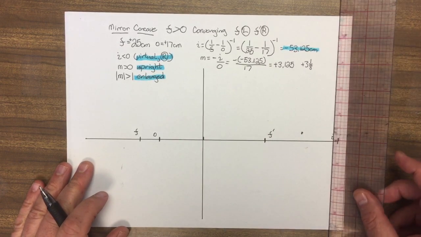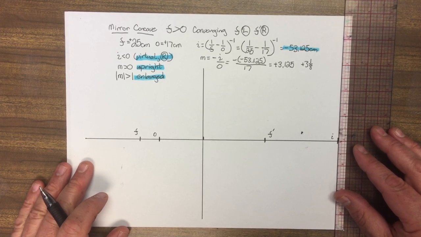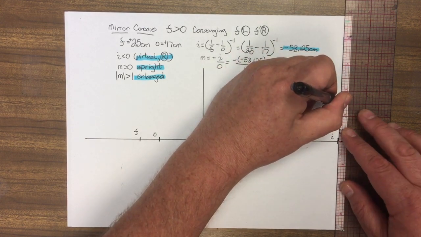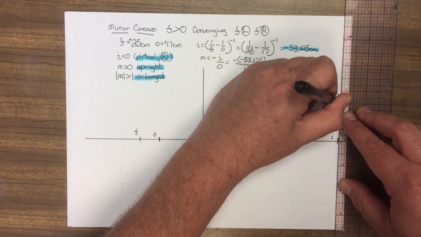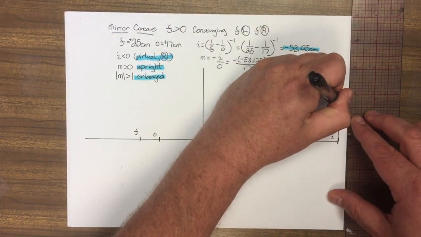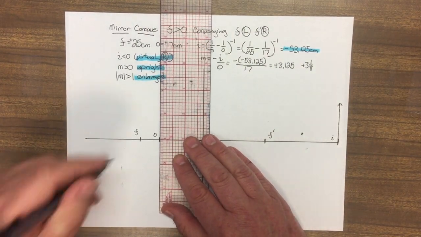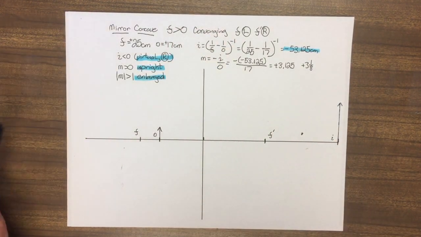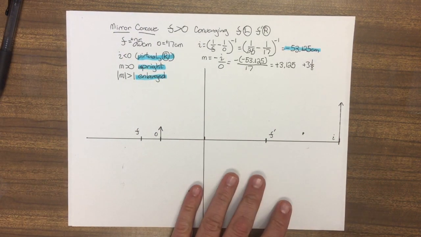The image is 3 1/8 times as large as the source. So if I do 3 1/8 for one block, it is roughly this. And it's positive, so it's upright. And then the object is this. So there we go. Object, focal point. I call this antifocal point, image point.